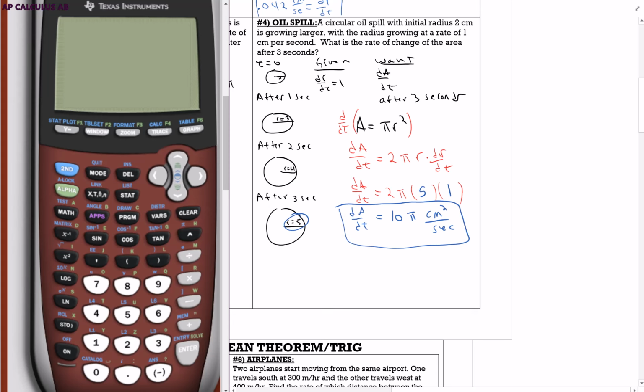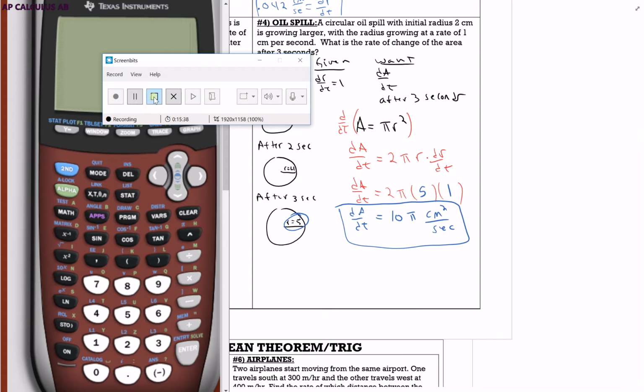All right, so that's that first page. I think I'll make a separate video for the other pages for people who want it. All right, so that's that for now.